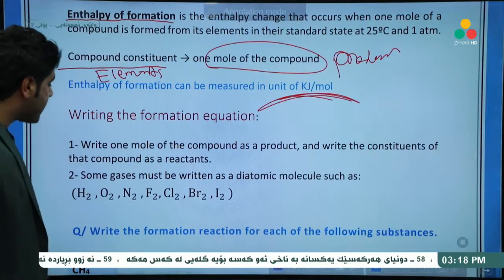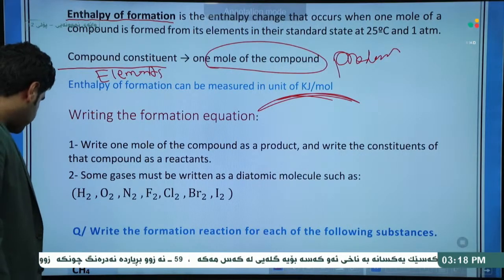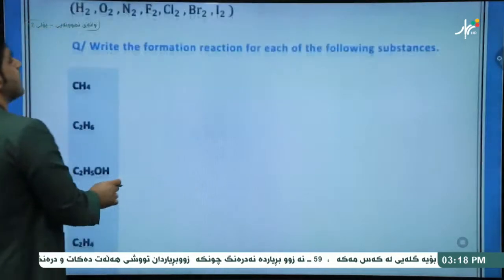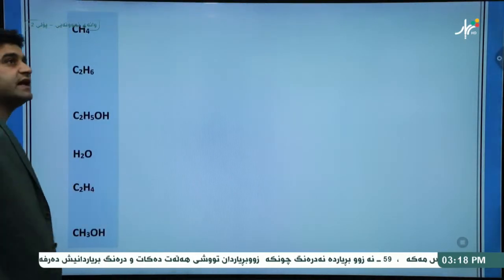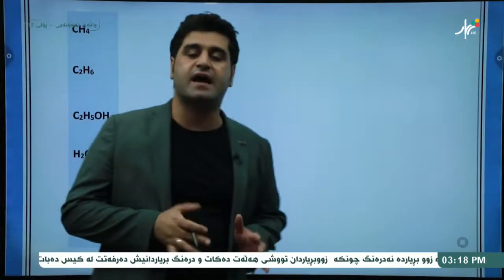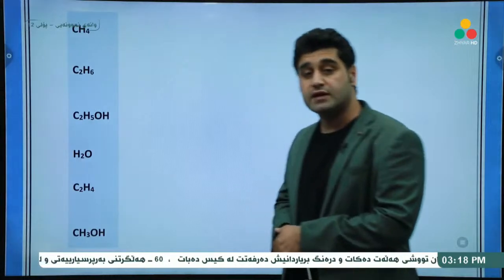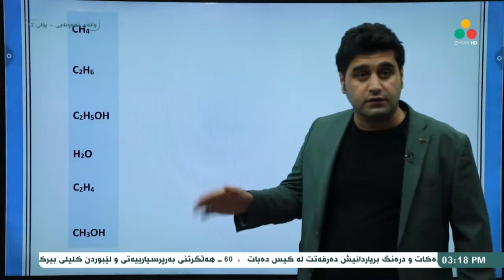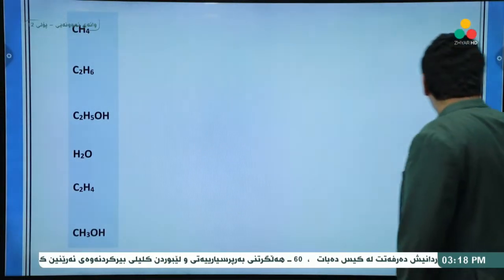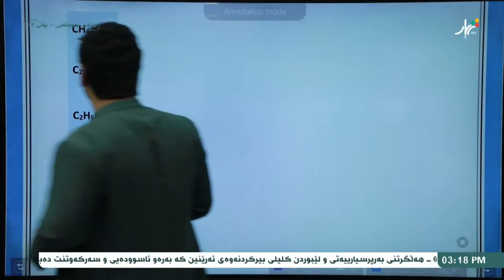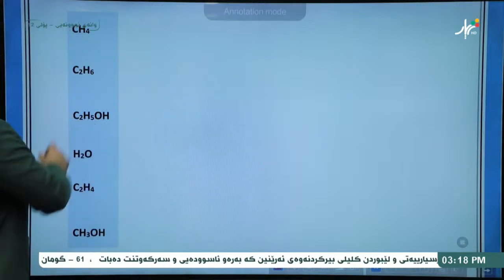Well, how to write the enthalpy of formation? Actually, we have many things to study about the enthalpy of formation: the relationship between compound stability and enthalpy of formation, and how to write the reaction of the enthalpy of formation. It's very useful for the next lectures, even for this lecture. Well, let's apply the definition of the enthalpy of formation.